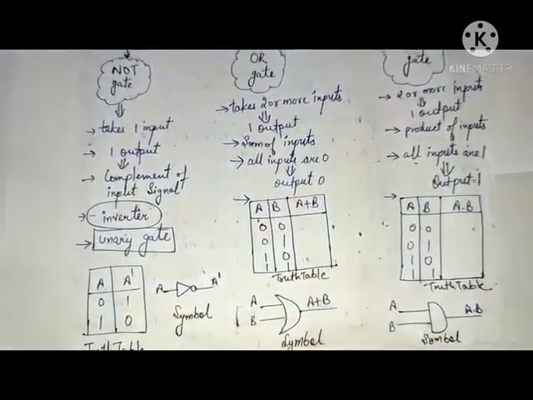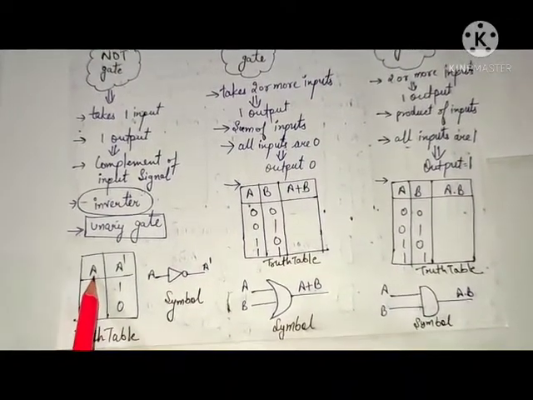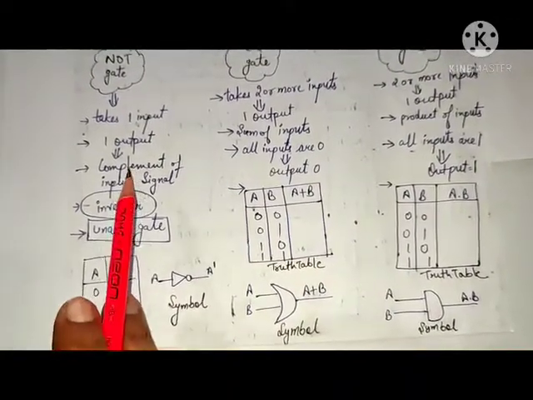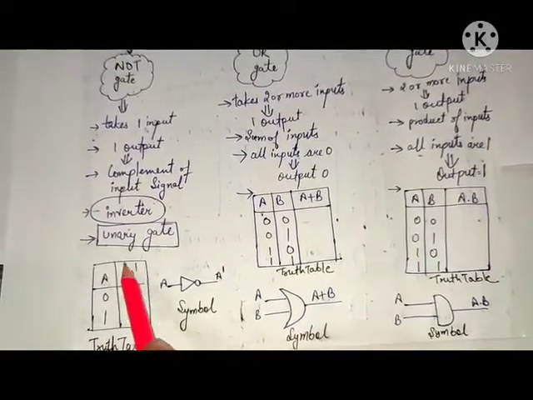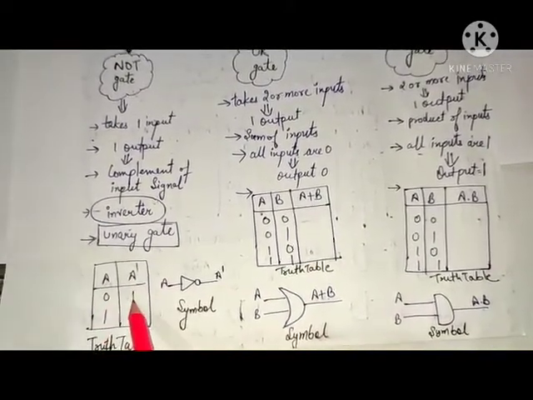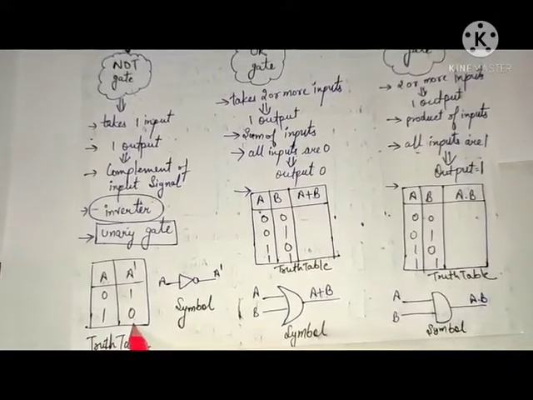What is the truth table of this gate? Here I am taking one variable because it takes only one input. A contains either 0 or 1. According to that, what is the complement of it? 0 is changed into 1, 1 is changed into 0.